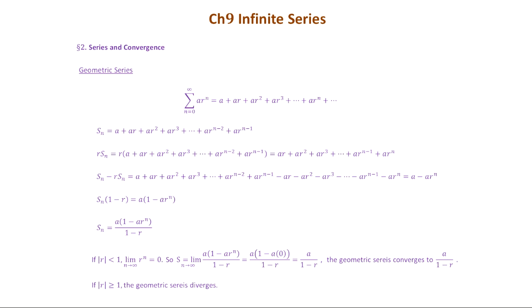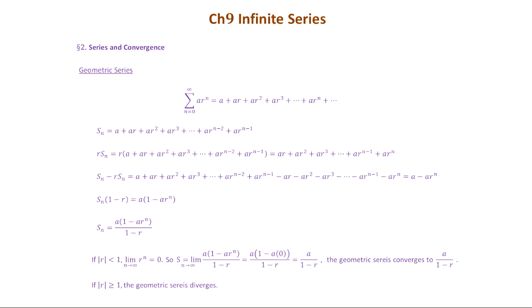So you're going to see there are a lot of cancellation, just like the telescoping series we did. All the terms in between are canceled. And what's left? It's just a and a times r to the n. All those ar squared, ar cubed, all of those terms cancel. So on the right side, we got a minus a times r to the n.